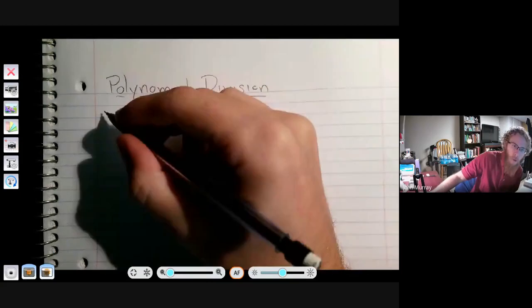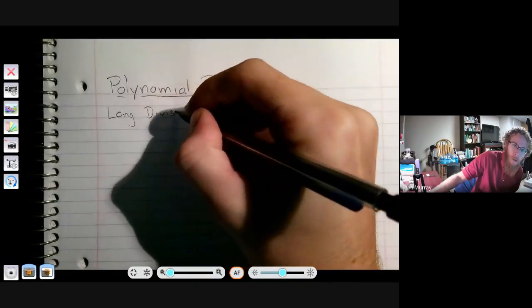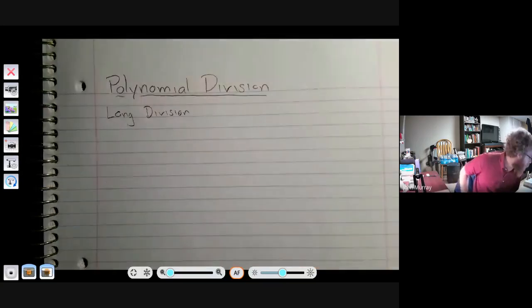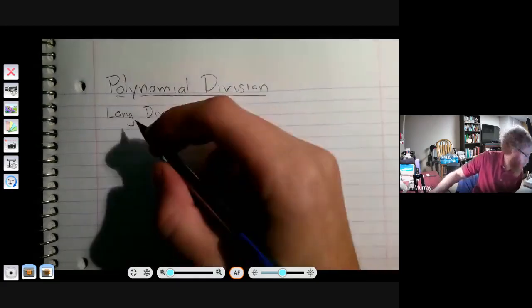So the first one we're going to go over is long division. Now we use polynomial division to help us break down the behavior of a polynomial and to help us find the zeros, excuse me, and the factors of a graph. Well, let's jump into an example.